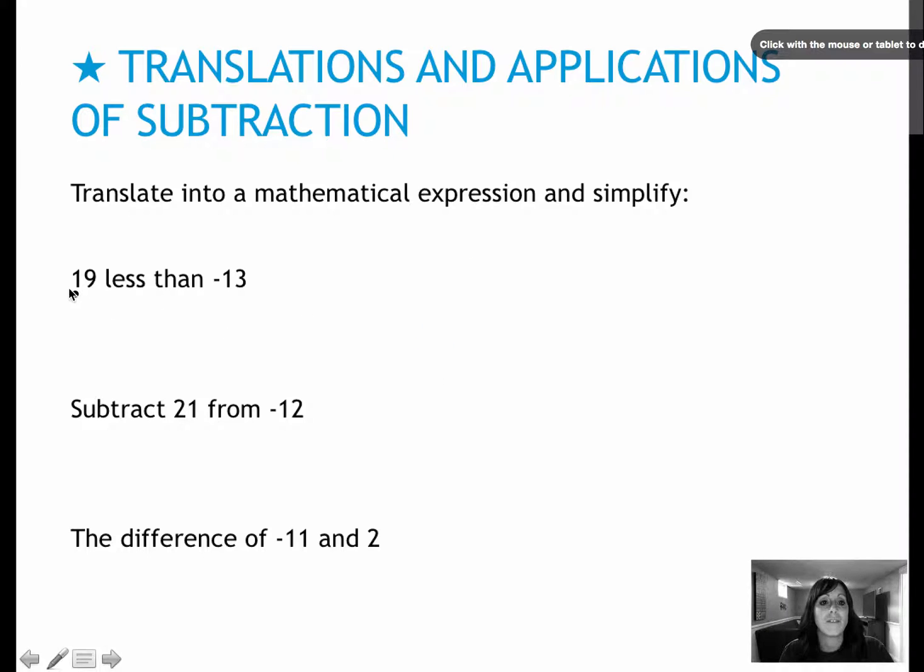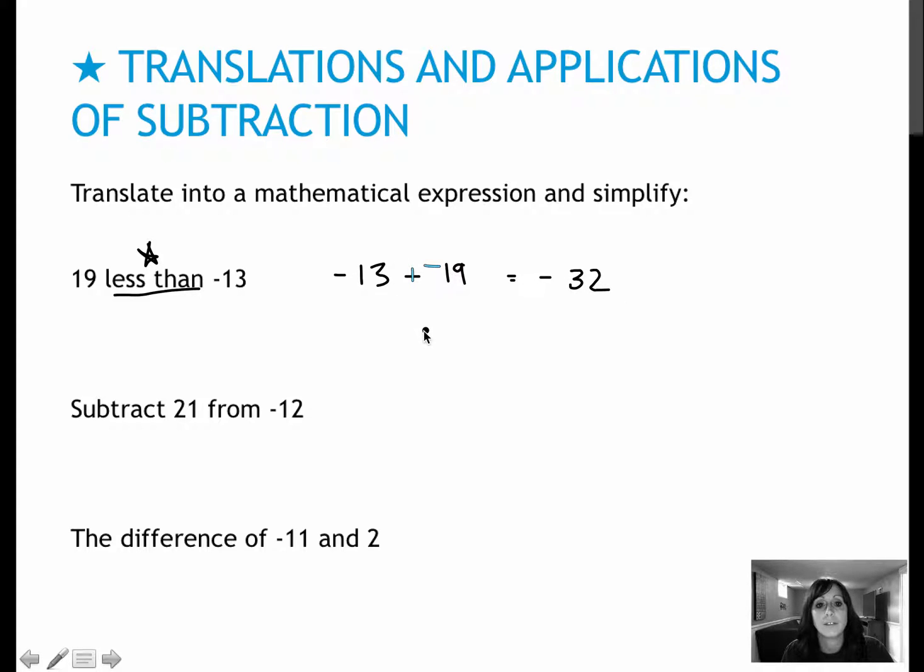For my first, I have 19 less than negative 13, so again, less than is a tricky one. So I'm going to start with negative 13, and I'm going to subtract 19. Now I'm going to keep, flip, change. I now have two negatives. I will combine those together to get negative 32.